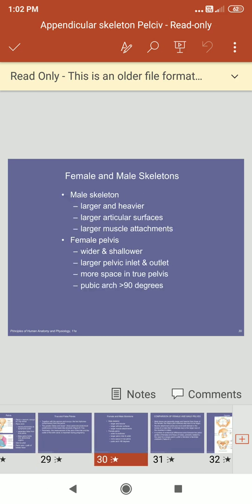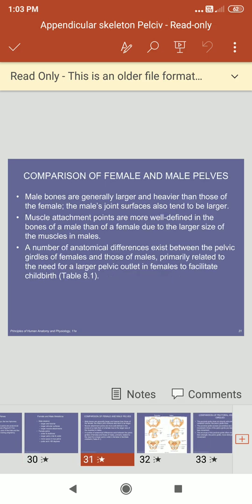The female and male skeletons. The male skeleton is larger and heavier, with larger muscle attachments. The female pelvis is wider and shallower, a larger pelvis. Because the pelvic girdle is larger in the female than in the male, since they give birth to a child.